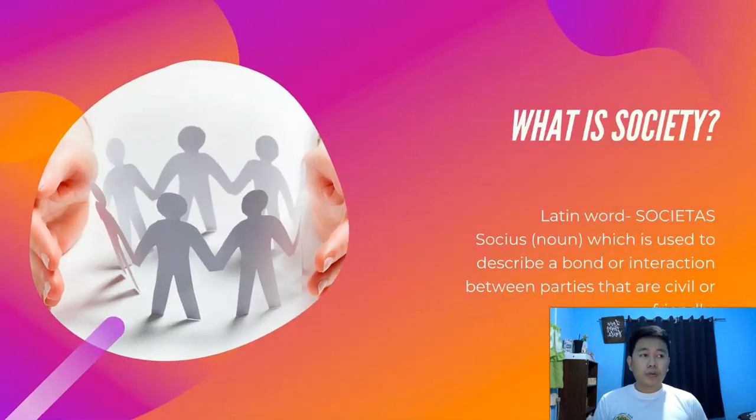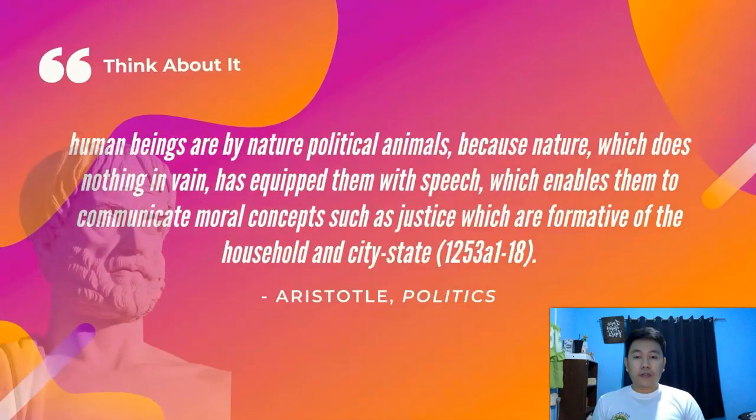Now, you would want to revisit the term society. What does the word society mean? Actually, the English term society came from the Latin word societas, which was derived from the noun socius, which is used to describe a bond or interaction between parties that are either civil or friendly at least.